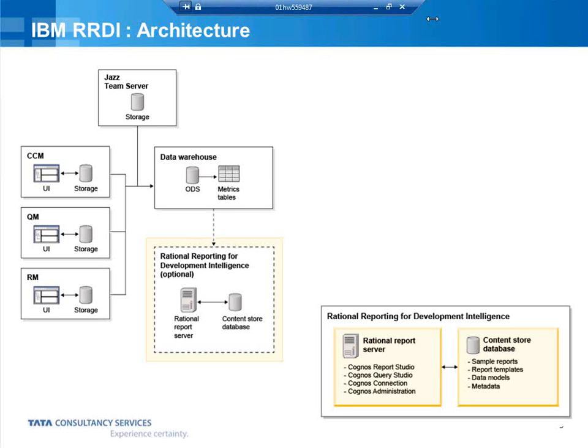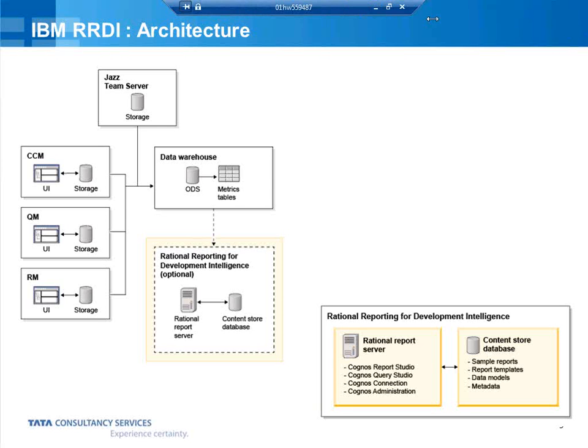So I have my Jazz server, and that also has a DB connected to it. Then I have three components, CCM, QM, and RM, and I also have a storage area for those three tools. For me to use RRDI, it is mandatory to configure RRDI during the JTS setup. So all my reporting data from the JTS, CCM, QM, and RM components will flow to the database. So that is the JTS architecture.